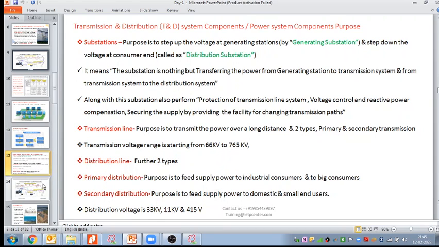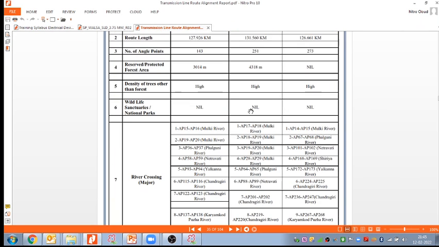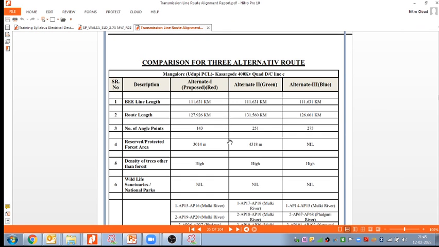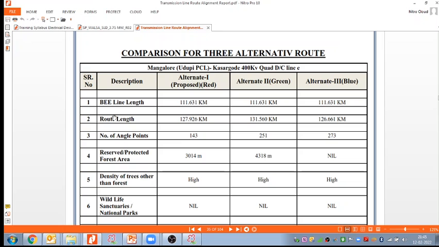Excuse me, sir, I have one question. In that route survey report, there was a B line length mentioned. Can you explain that? What is that? B line length. That is, what I can say, the transmission line length.